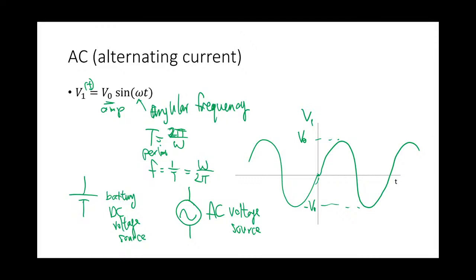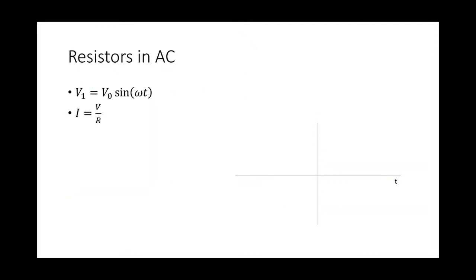Well, the very basic circuit, the most basic circuit we can connect it to, is just simply through a resistor. So resistors in AC. In this case, it's as simple as something like that. There's your V, there's your R. And anytime you have a resistor, you know that your V is equal to IR. So your current is equal to V over R.